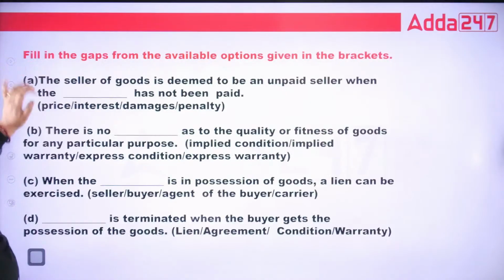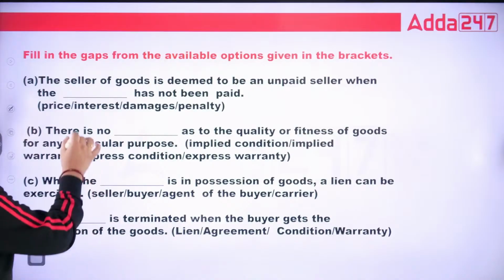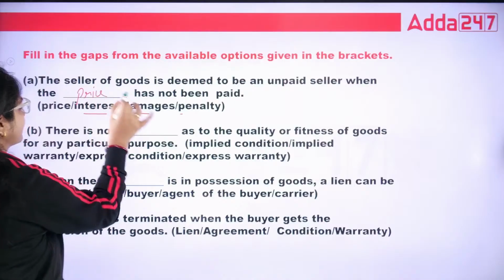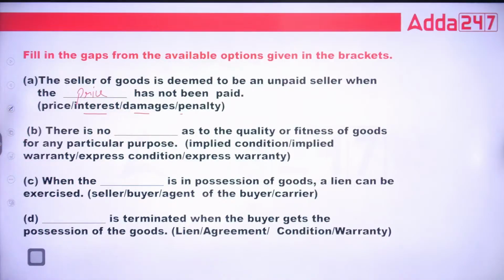Exactly. Next. The seller of goods is deemed to be an unpaid seller when the dash has not been paid. Interest, damage, penalty, when the price has not been paid. There is no dash as to quality or fitness of goods for any particular purpose. So there is no what? Warranty, express condition, implied condition, what?